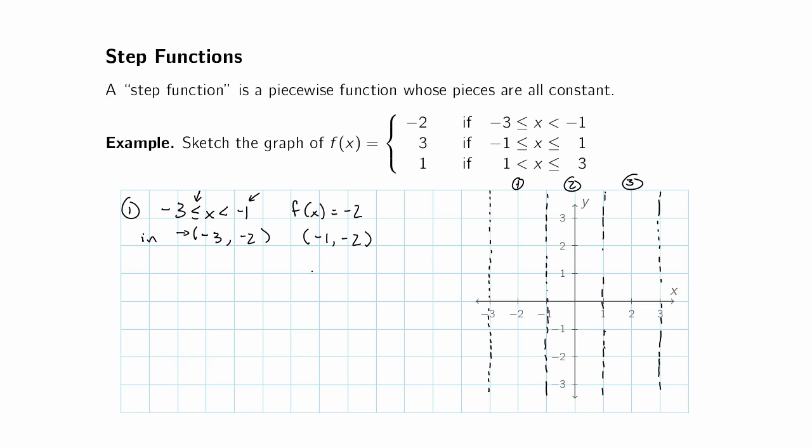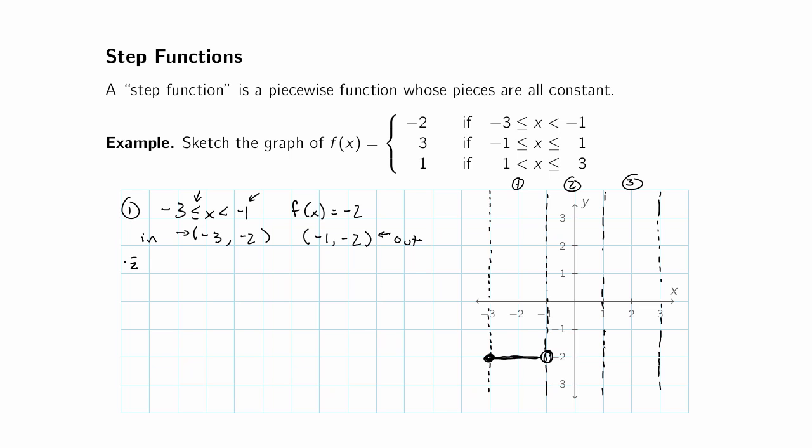is not allowed to equal -1, so this point will be out. We'll have a filled in circle at -3, -2, and an empty circle at -1, -2. Connect those, and we have our first horizontal line. No problem. This is one of those things that is so easy it's hard. You really want there to be some actual calculations involved here, and there just aren't.